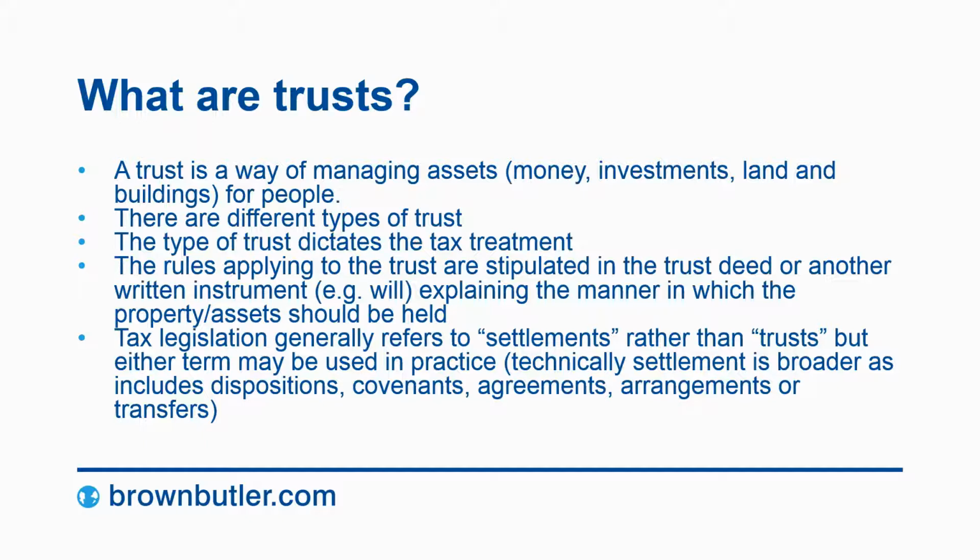The rules applying to the trust are stipulated within the trust deed or another written instrument, for example, a will, and these explain the manner in which the property or assets should be held. Now, if you're setting up a lifetime trust, it would be expected that you'd have a trust deed written. But if you are wanting to pass the assets on via a trust after your death, the terms of that would be included within your will, and the actual trust wouldn't come into effect until your death. Tax legislation generally refers to settlements rather than trusts, but either term is often used in practice interchangeably. Technically, the term settlement is broader as it includes dispositions, covenants, agreements, arrangements, or transfers.